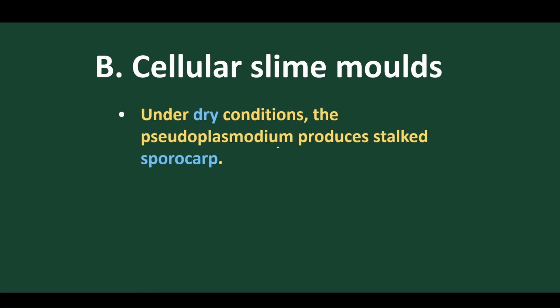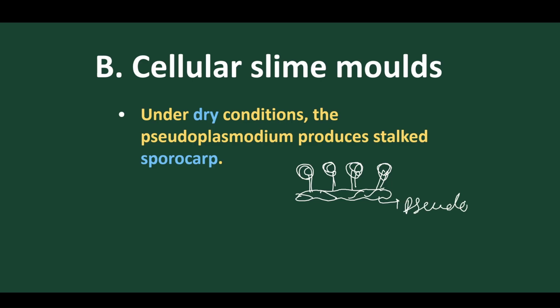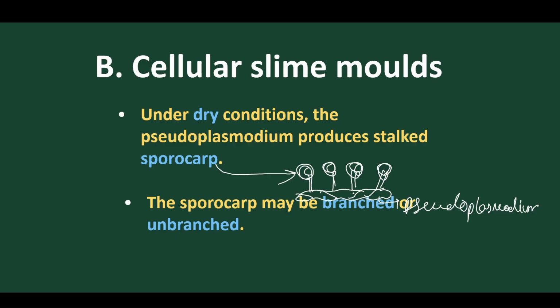Under dry conditions, the pseudoplasmodium produces a stalked sporocarp. When the condition is dry, the pseudoplasmodium present gives rise to sporocarps. Got it? So this pseudoplasmodium is called the colonial form. This pseudoplasmodium gives the sporocarp, the fruiting bodies, in adverse conditions.